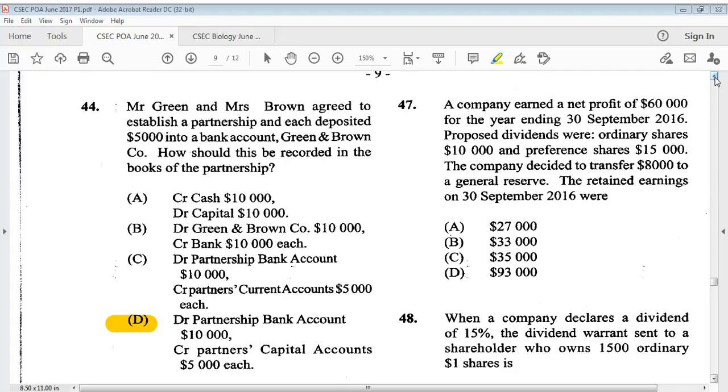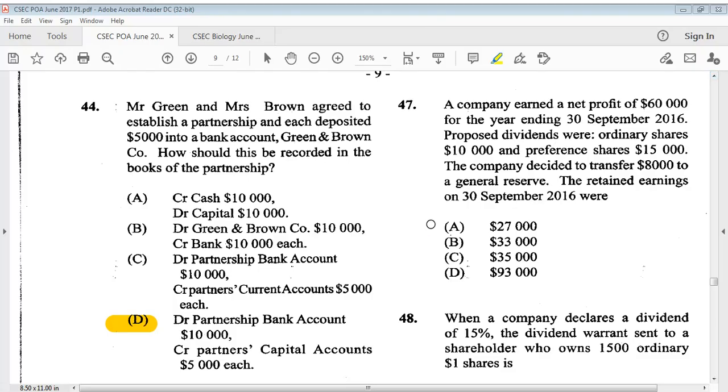So $25,000, and then we deduct that $25,000 from $60,000, we are left with $35,000. Now the other part of the question says the company decided to transfer $8,000 to a general reserve, so we have to deduct $8,000 from that $35,000. We're left with $27,000. So that's the retained earnings.